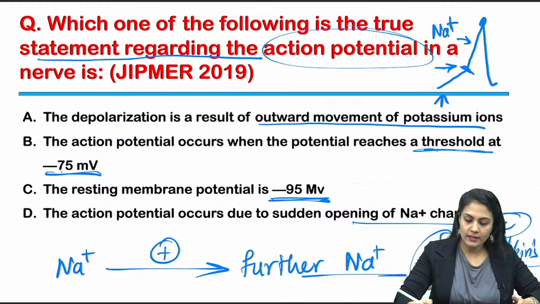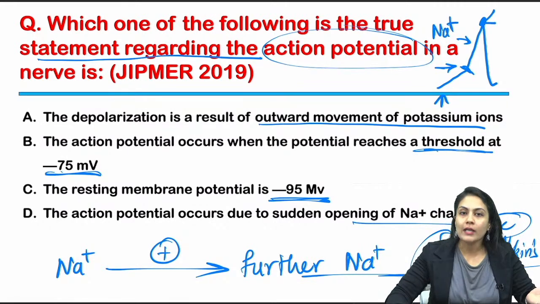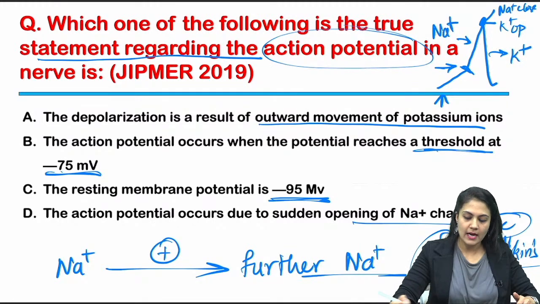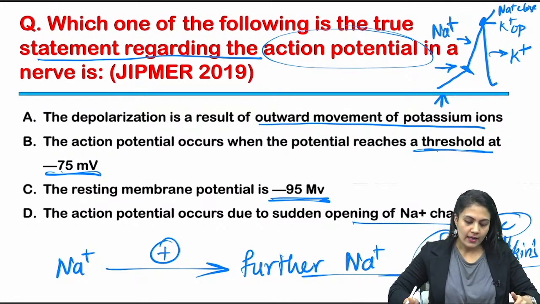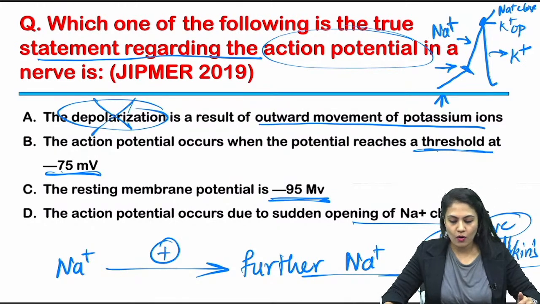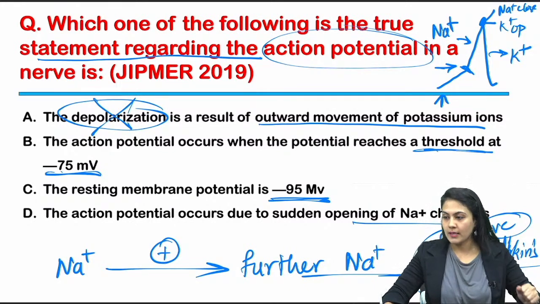After the spike, two things are going to occur. Whichever channel is open, just close it and open the potassium channel. So over here we are going to close the sodium and open the potassium, right? So potassium efflux will start, but what they are asking is the true statement. The depolarization won't be occurring because of the potassium ion. It is the repolarization, isn't it?